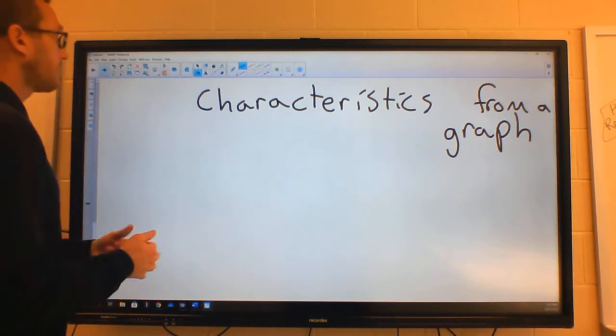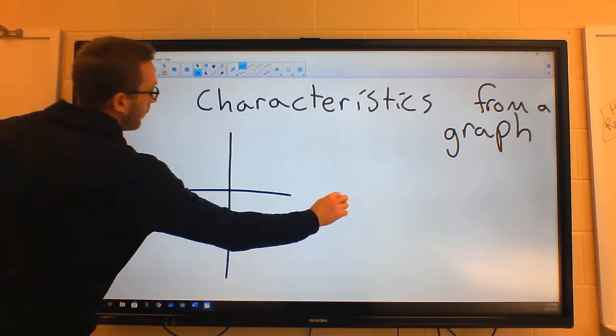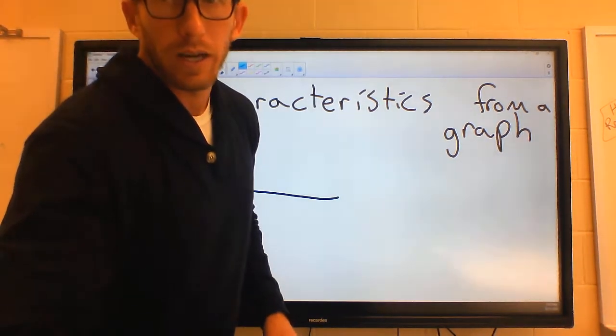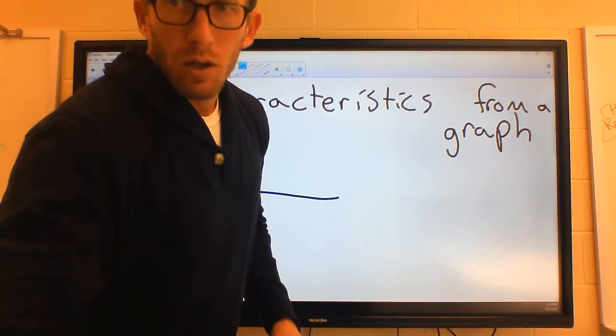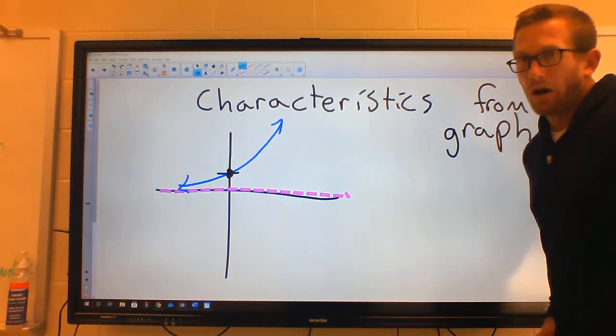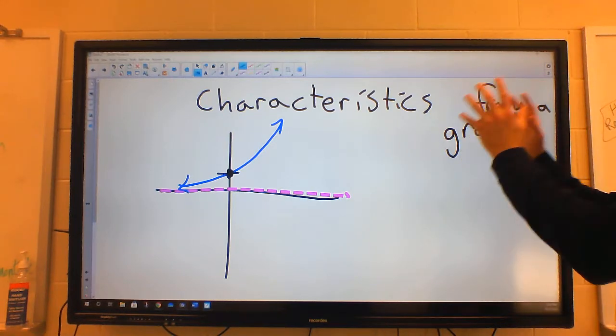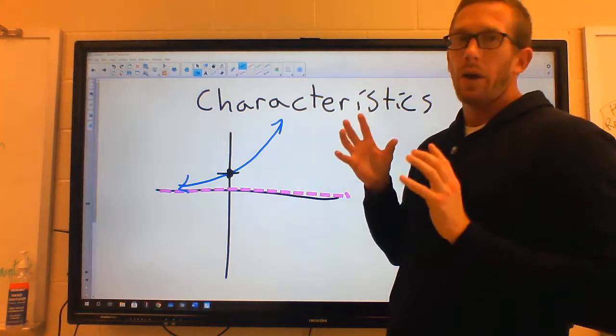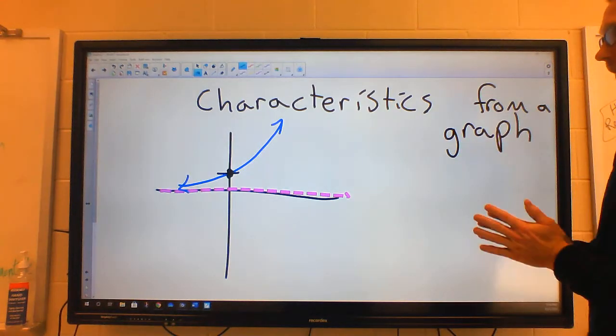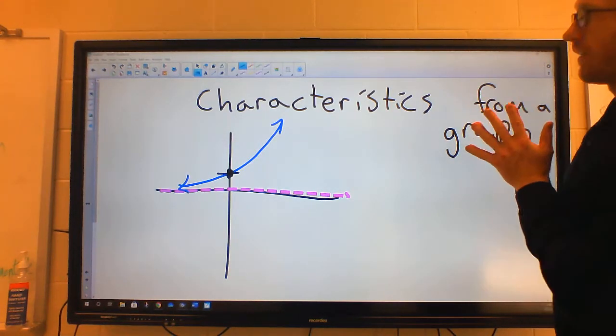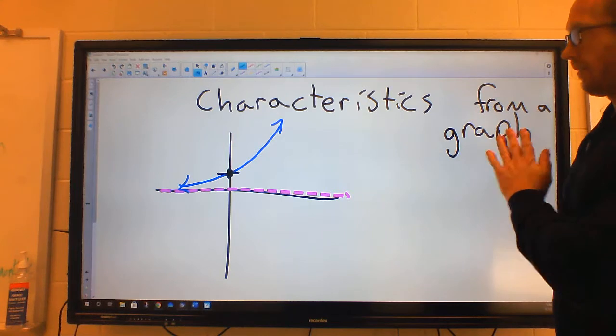All right, characteristics from a graph. Let me pause this real quick so I can get this set up. All right, first off, we're going to go through identifying characteristics from a graph if the graph is already drawn for you and shown to you. Let me make that clear, okay? Couple of the key ones that I want you to understand.